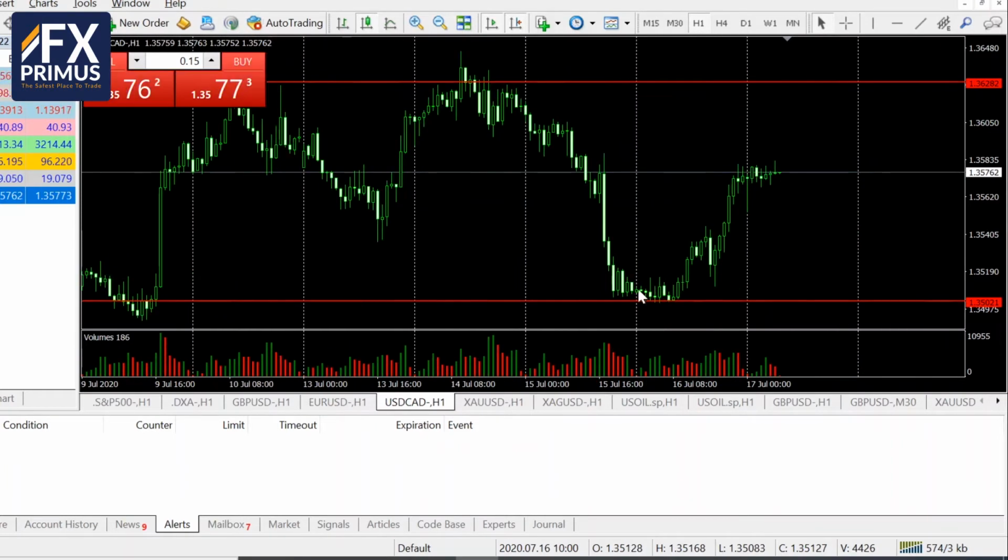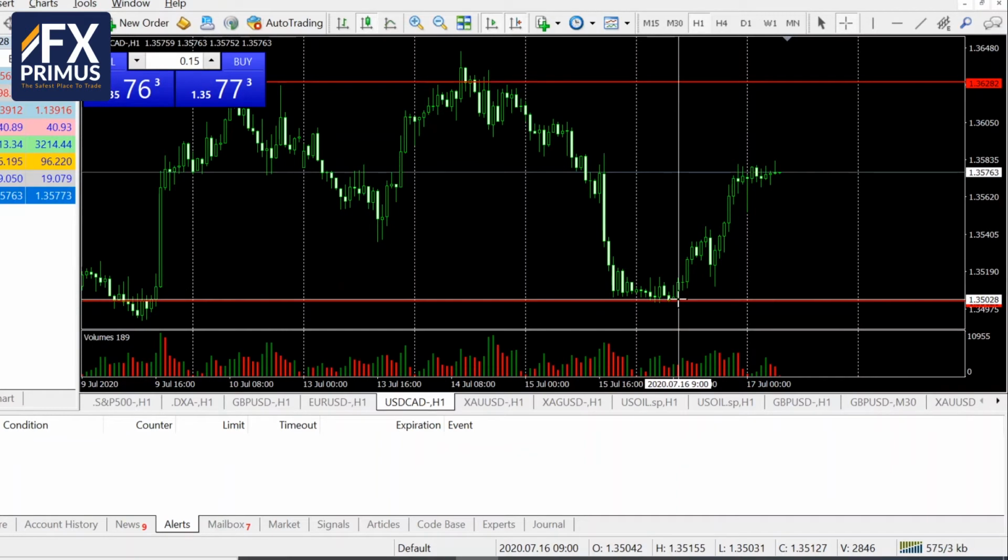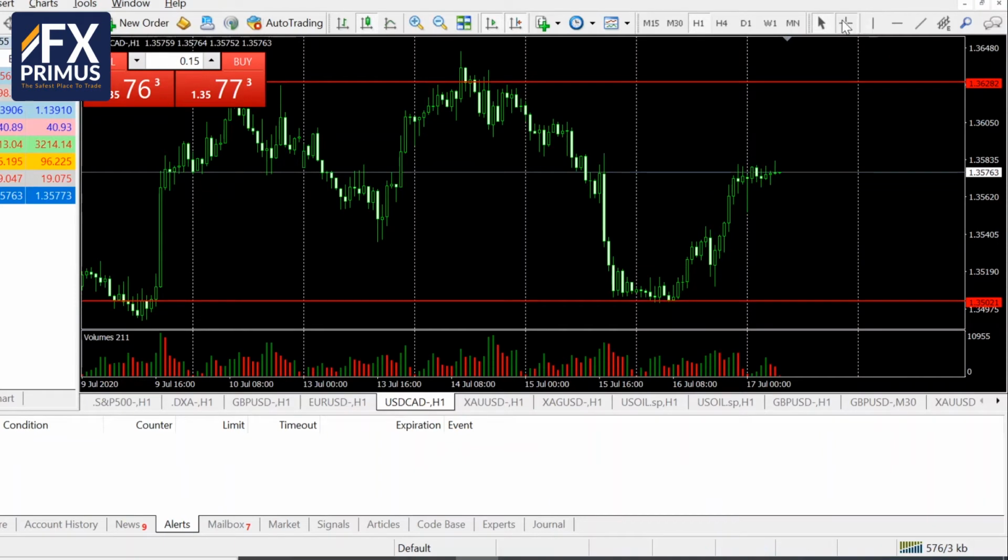And towards yesterday, after resting and consolidating for quite a number of hours, the Canadian dollar started to weaken again, starting at 2 p.m. It starts to go up from 1.3505. In this case, of course, it means that the US dollar was strengthening against the Canadian dollar. And throughout the evening session, it touched a high of 1.3581, going up 78 pips. So the US dollar strengthened against the Canadian dollar.